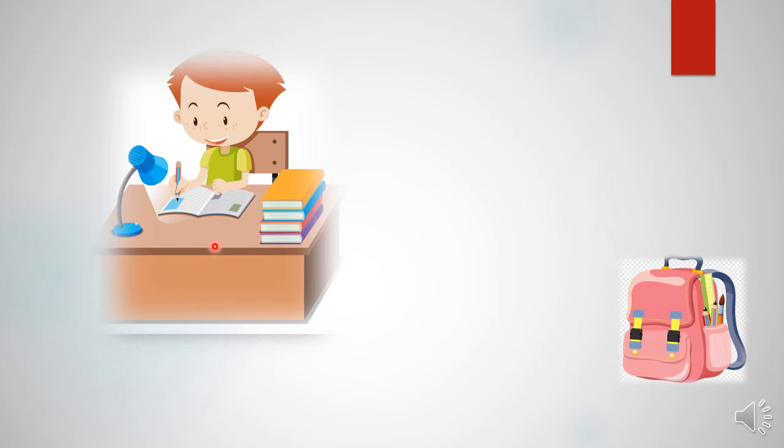So if there would be a big table, then there would be enough working space for you. And if there would be a small table, then there would be less working space. Now you know that when you have to attempt any question, you use your brain to think. When you find out the answer, you write down the answer or result on your notebook.